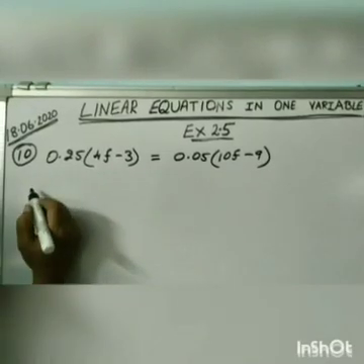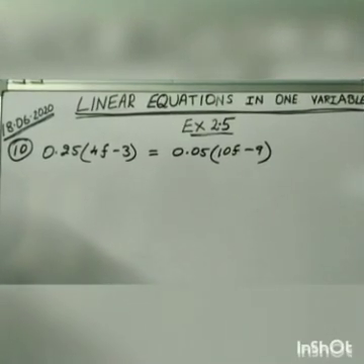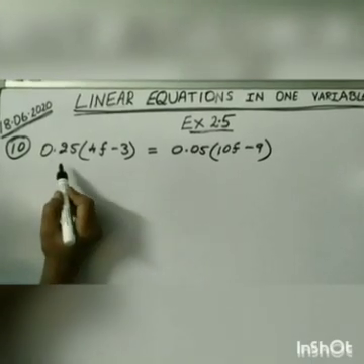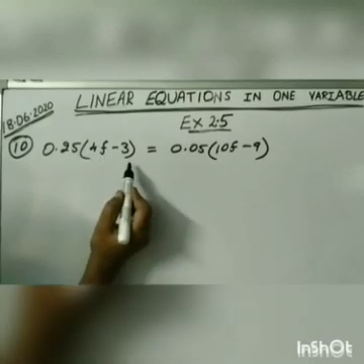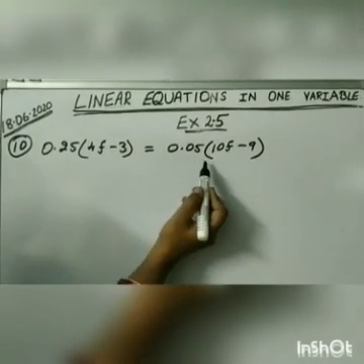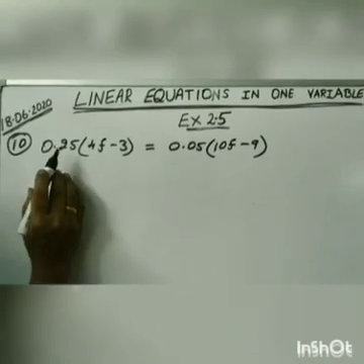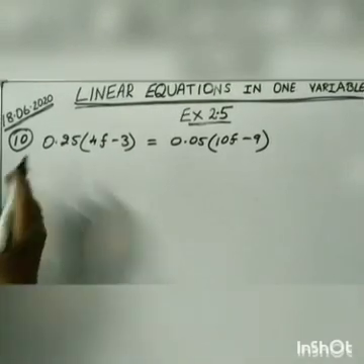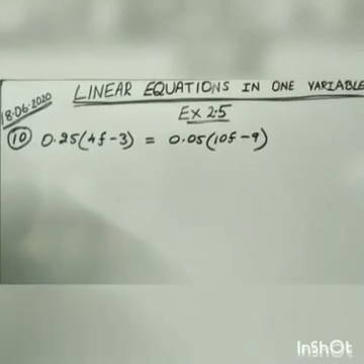So now we come to the last question of this exercise. So here you have your 10th question. Look here children, you have decimals over here: 0.25 into 4f minus 3 equal to 0.05 into 10f minus 9. So instead of multiplying it with decimals, let us convert these decimals into fractions for simplifying it easier.